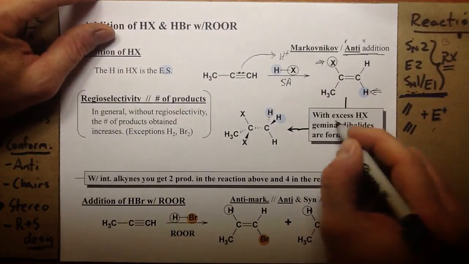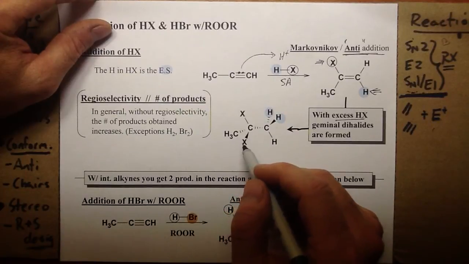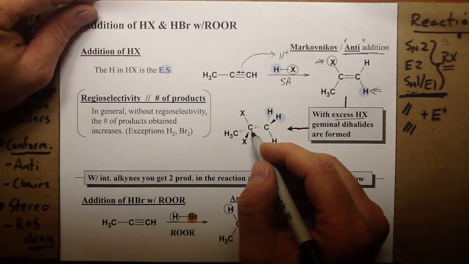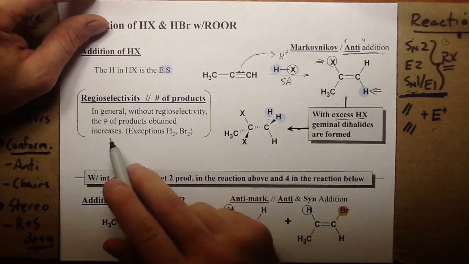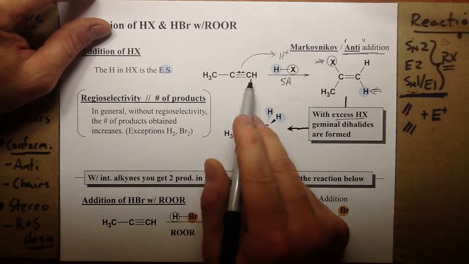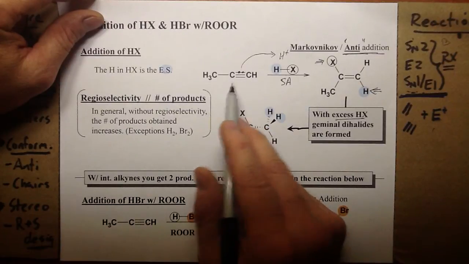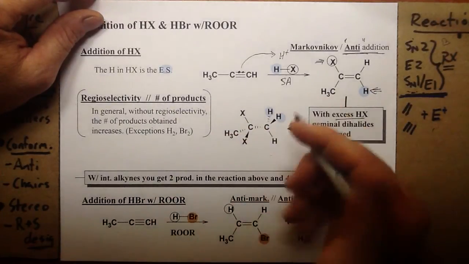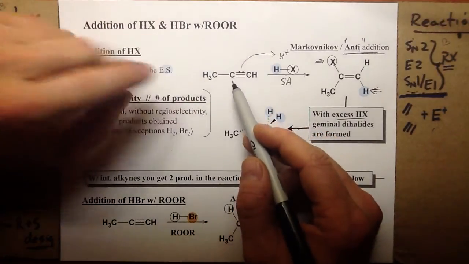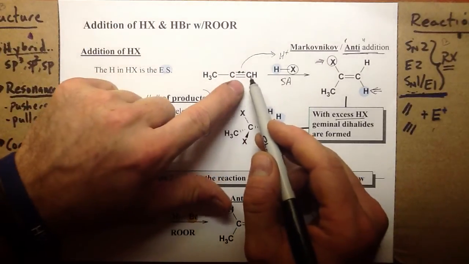Now if we have excess HX, we can drive the reaction on to make geminal dihalides. Geminal meaning the halides are off the same carbon. Now in general, without regioselectivity, the number of products obtained certainly increases. If we did not have differences in the number of hydrogens for these two carbons, we could have up to 2 products constitutionally, where we have a geminal dihalide with the carbon here bonded to two halogens, or if this was again an internal alkyne, we could also bind those two over here.